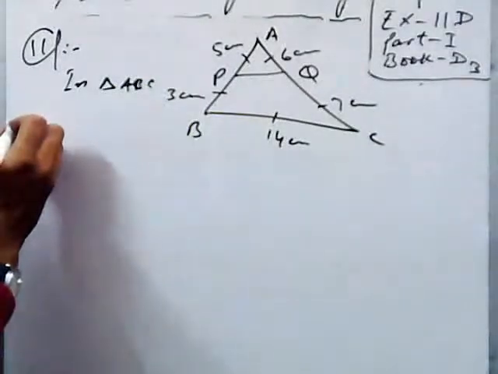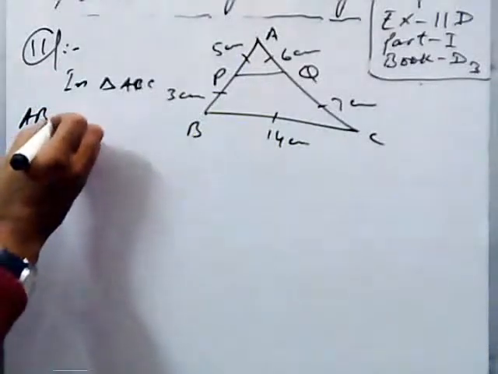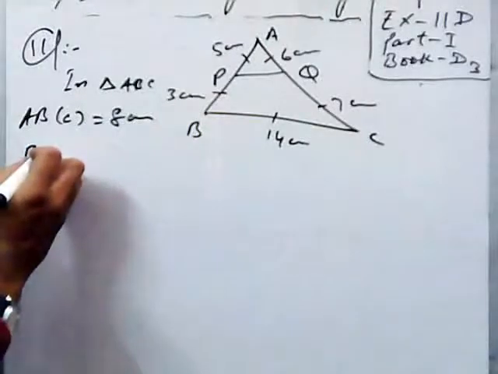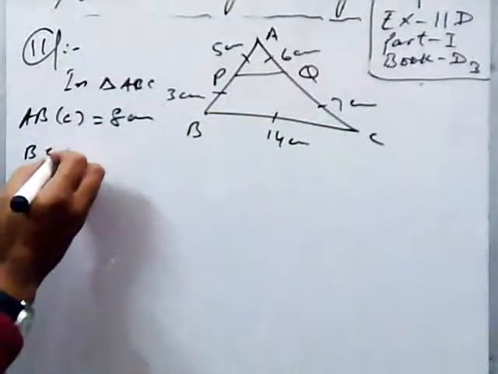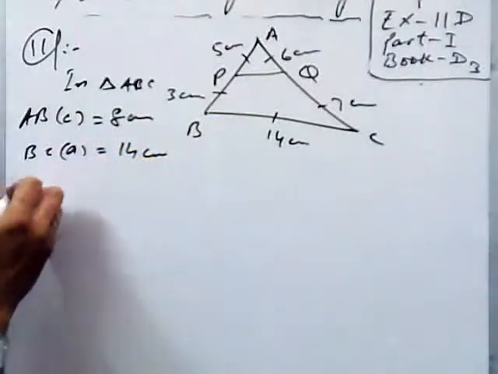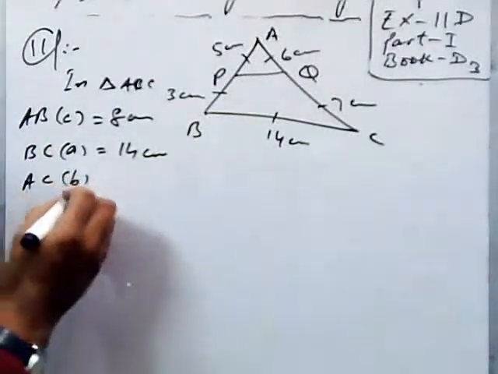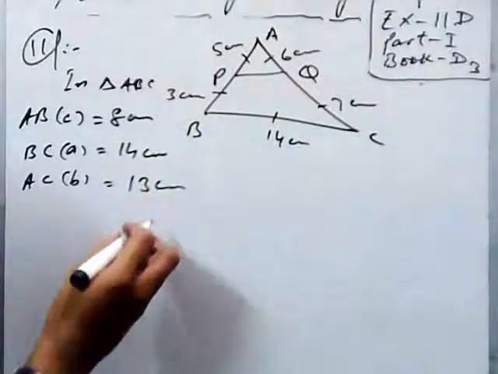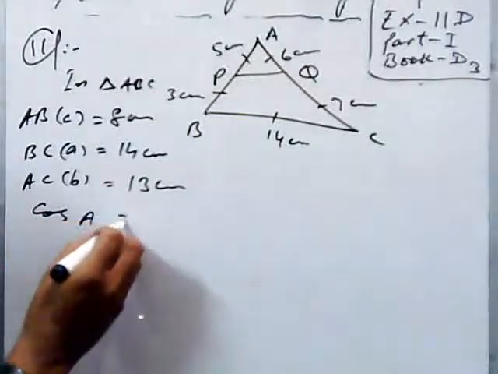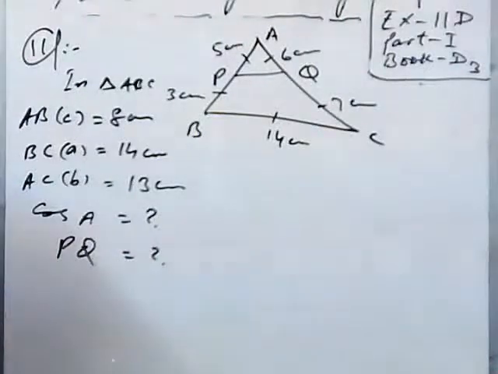We have to write the value of AB, which is C, is equal to 8 centimeter, BC, which is equal to A, is equal to 14 centimeter, AC, which is B, is equal to 13 centimeter. So we have to find what? We have to find cos A and the length of PQ. These two things are to be calculated.